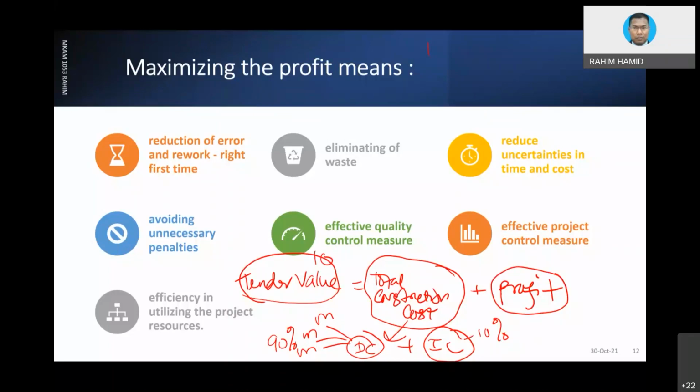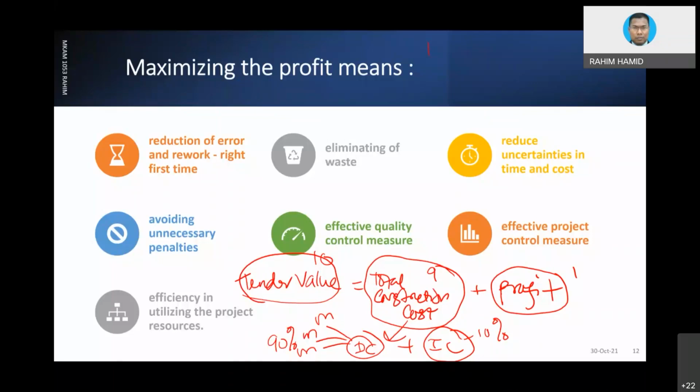The total construction cost could be 9, whereas your profit is 1 million. So if it is 1 million, you are making about 10%. So that is quite reasonable. Okay, quite reasonable. So the issue is, how do you maximize profit?